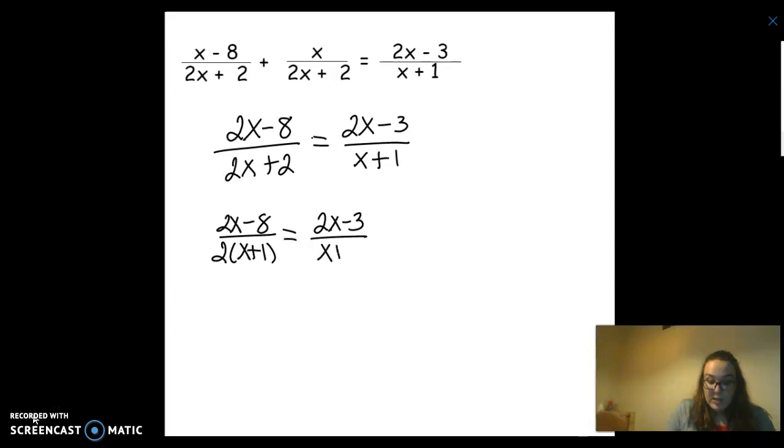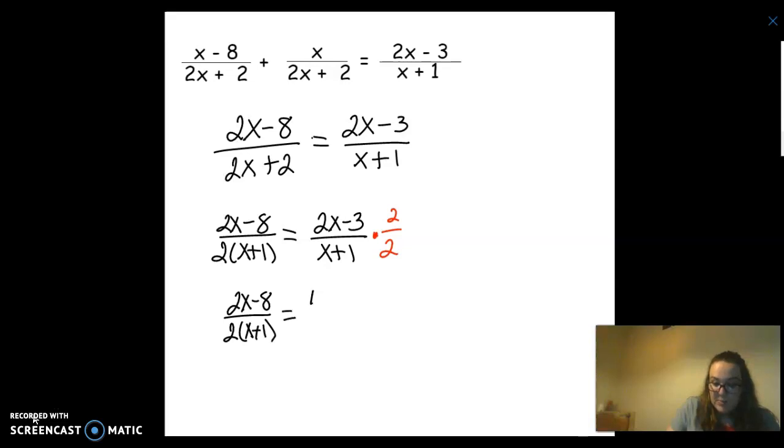And this just has the x plus 1. So if you look at it this way, you could say, hey, on the right hand side I just need a 2 over 2 to make it the same. So that now I have 2x minus 8 over 2 times x plus 1.